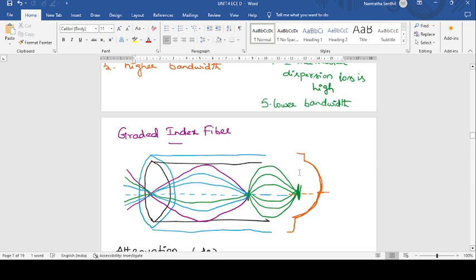In graded index fiber, the refractive index of the core is not uniform. It is maximum at the core, that is, the center point along the fiber axis, and it gradually decreases at the ends. Because of that, the light is converging to a single point.